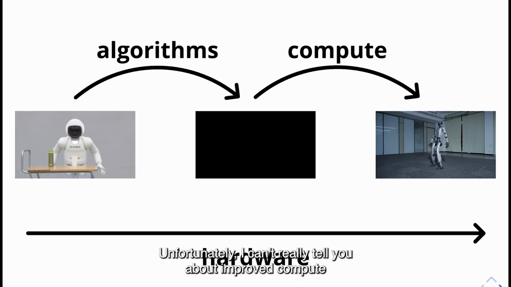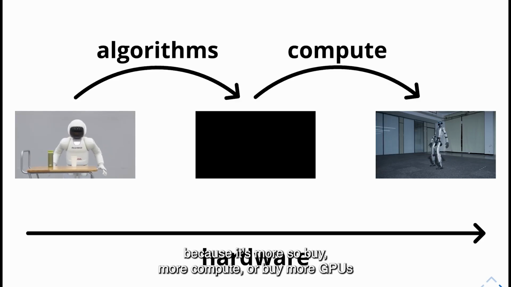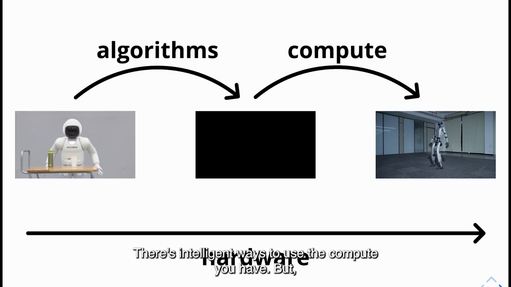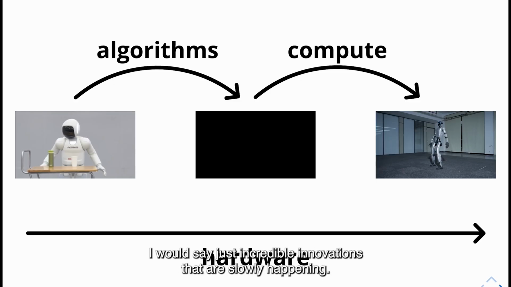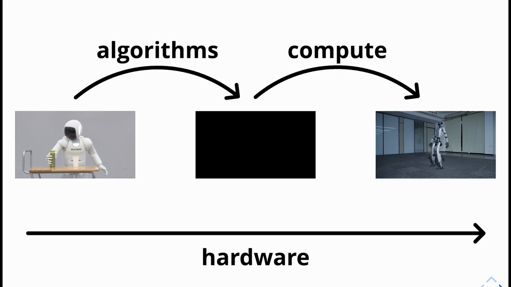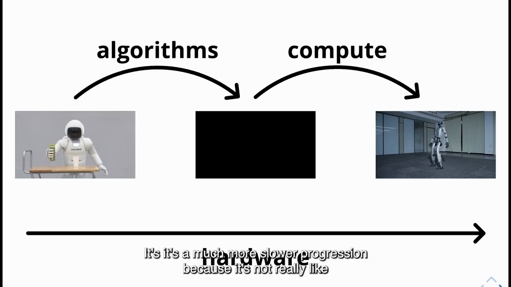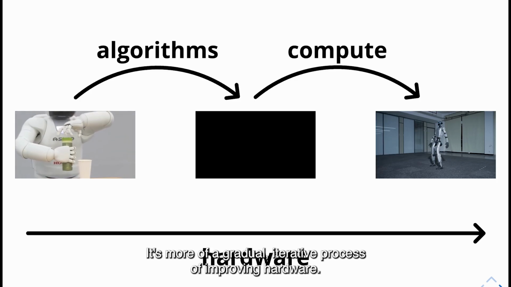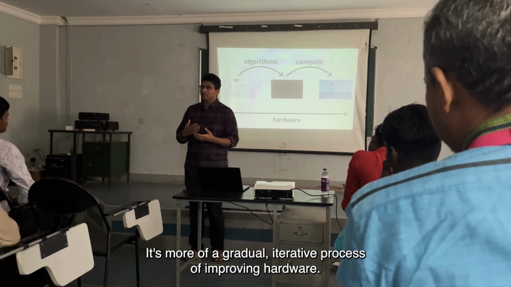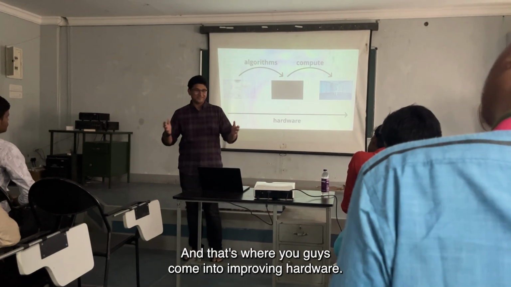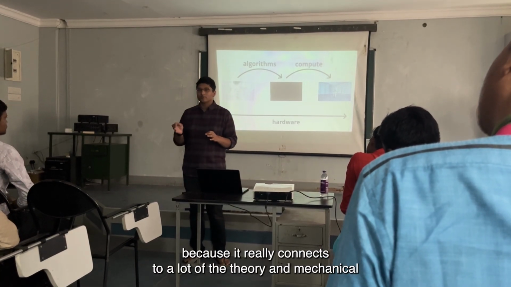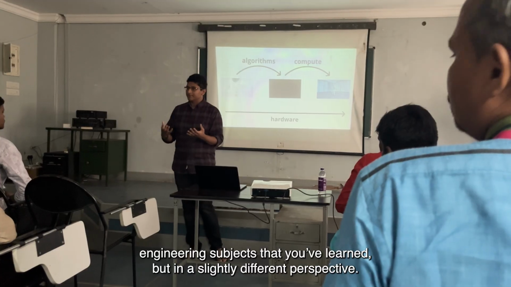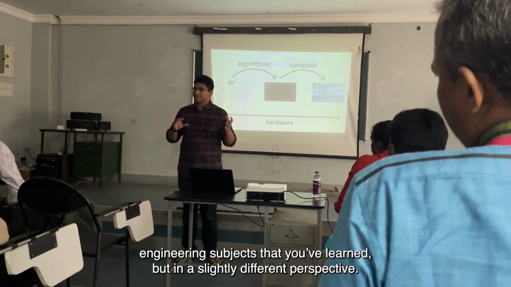Unfortunately, I can't really tell you how to improve the compute, because it's more so just buy more compute or buy more GPUs. There's intelligent ways to use the compute you have, but that's not really the point of the talk today. In terms of hardware, there's incredible innovations that are slowly happening. It's a much slower progression, because it's not like you do something and then it solves all the problems. It's a gradual, iterative process of improving hardware. And that's where you guys come in. But today I'm going to talk a little bit about the algorithms, because it really connects to a lot of the theory and mechanical engineering subjects that you've learned, but from a slightly different perspective.